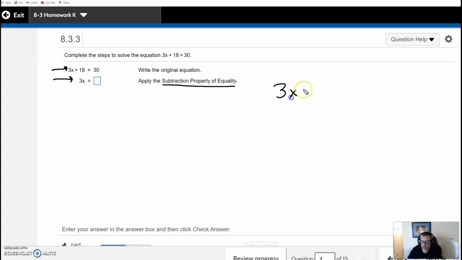Well, if I have the 2-step equation 3x plus 18 is equal to 30, remember what we wrote down earlier: step 1 is undo addition or subtraction. So I'm going to subtract 18 from both sides. That's what we call the subtraction property of equality. You're doing it to both sides, and so it's remaining equal, right? And that idea applies to all of them.